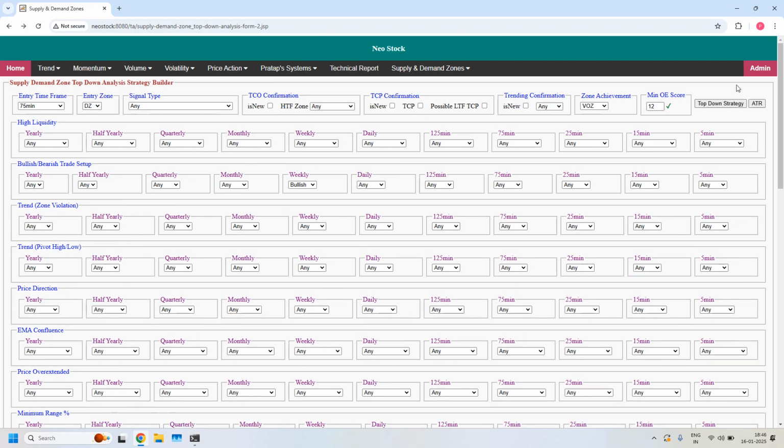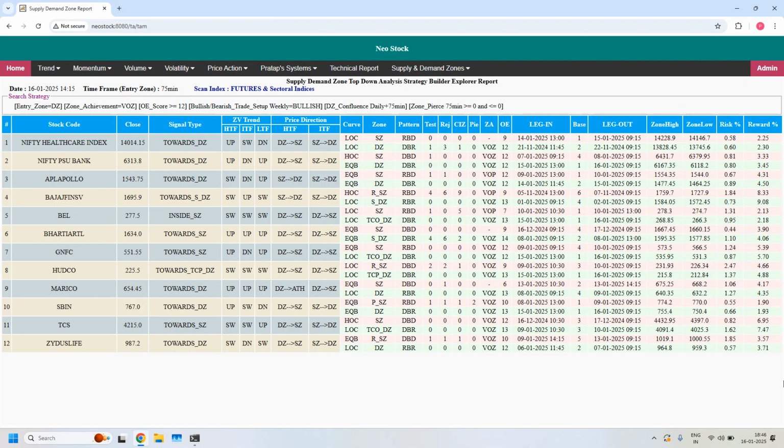So with this filter, out of 18 stocks, we got 12 stocks. In all these 12 stocks, these 75 minutes demand zones are part of the daily demand zone. That is what zone confluence. 75 minute zone is overlapped with daily demand zone. Because 75 minute zone is overlapped with the daily zone, if the daily zone is having daily EMA confluence, there are even more high probability trade setup supported stocks.